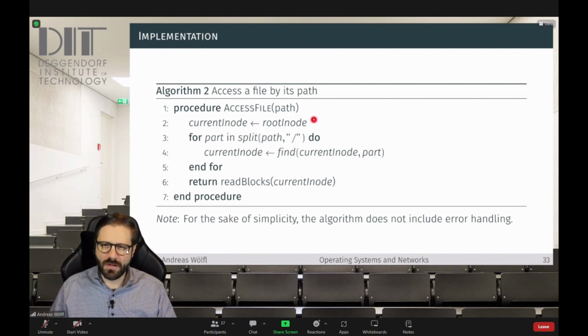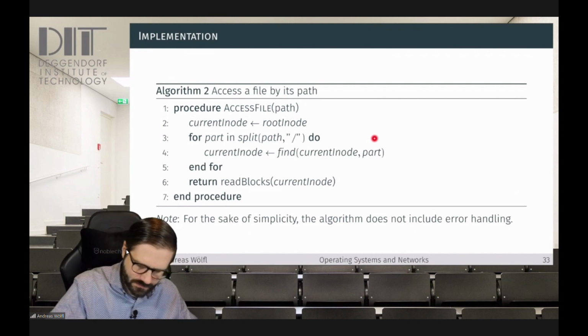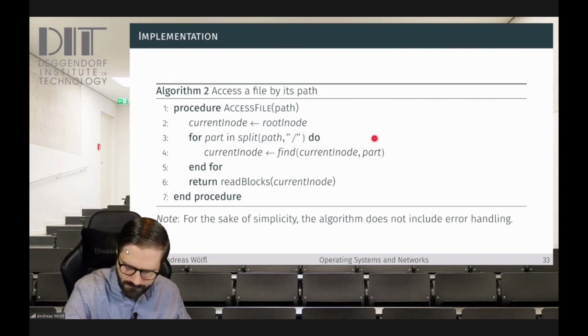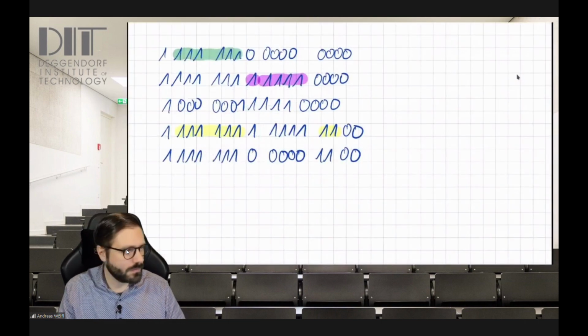But this is part of the superblock. So the superblock knows the inode number of the root directory. Typically, this is 2. So we start with the root directory, and then we split up the path by this delimiter /. So maybe I can show this to you on the whiteboard.